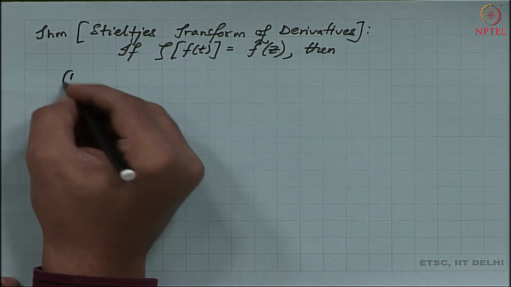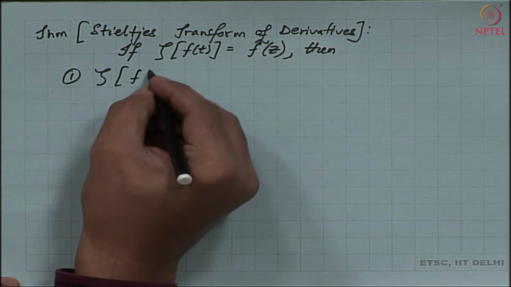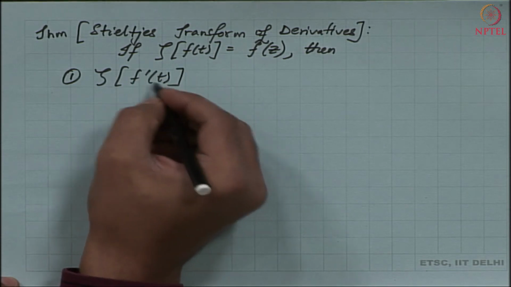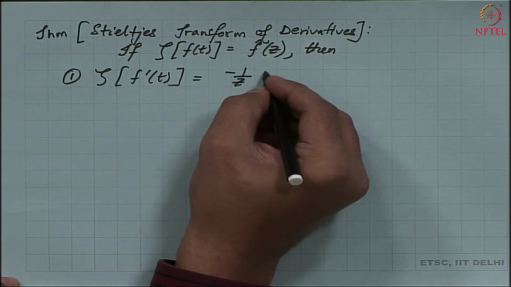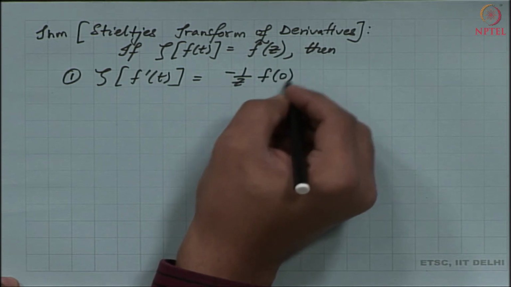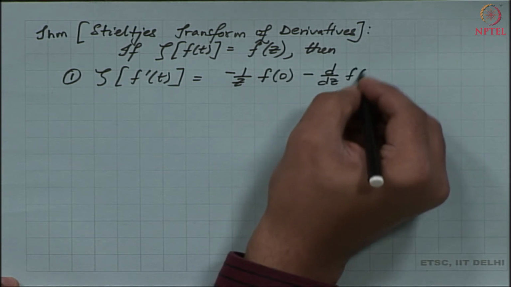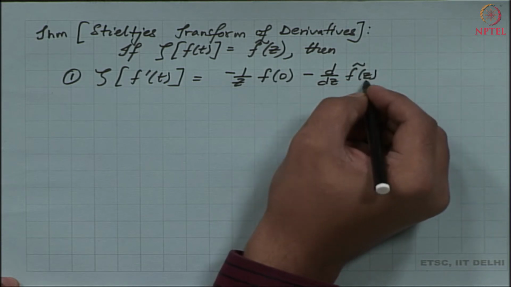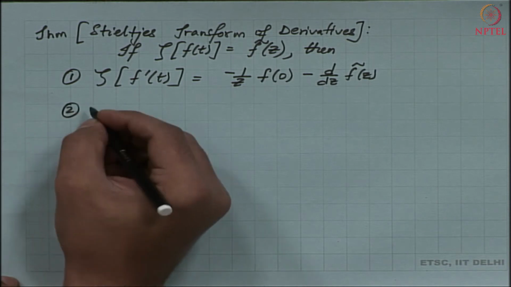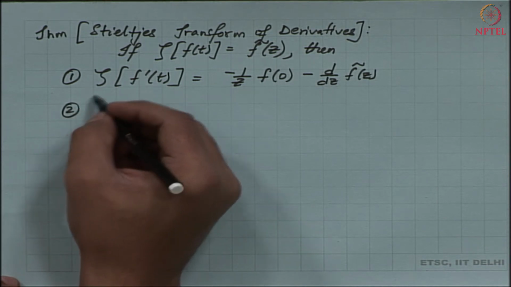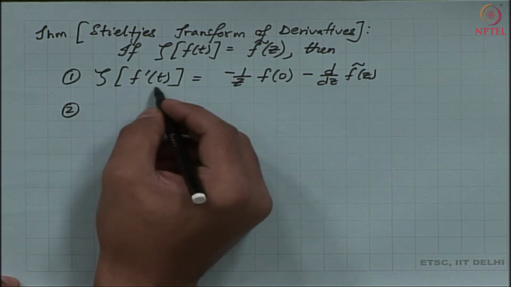I have two results. The first result says that the transform of the derivative of the function, the derivative with respect to the variable t, is negative 1 by z times f at 0 negative the derivative of the Stieltjes transform of f evaluated at this variable z. And similarly, in fact, we can construct many such statements for each derivative of the function. Let me state the general result.